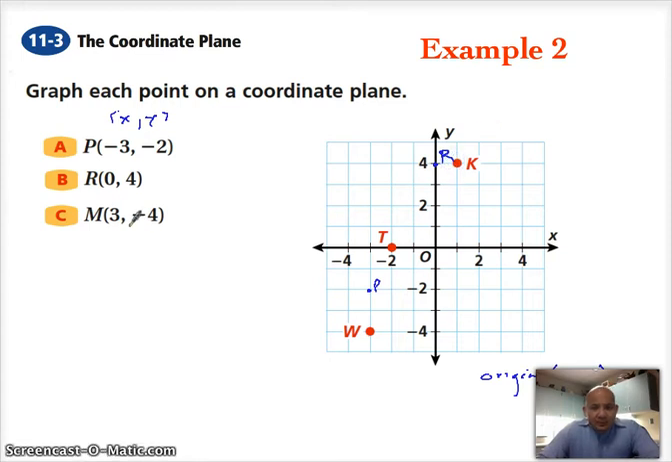Point M, 3, -4. On the x-axis, the horizontal axis, we go over 3, 1, 2, 3, there's 3, and we go down, because that's a negative number, go down to -4. 1, 2, 3, 4. That's where point M sits.